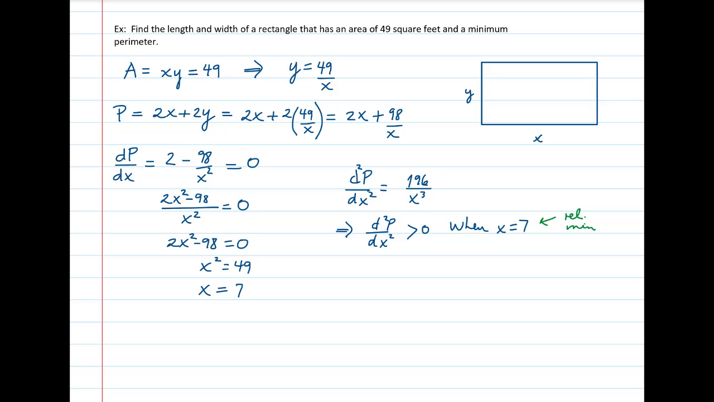So we have one of the dimensions. To find y, we substitute our x in our equation above. So y is equal to 49 over 7, which is also 7. All right, so you can see how the perimeter is going to be a minimum when the rectangle has dimensions 7 feet by 7 feet. So it's in fact a square. The rectangle is actually a square.